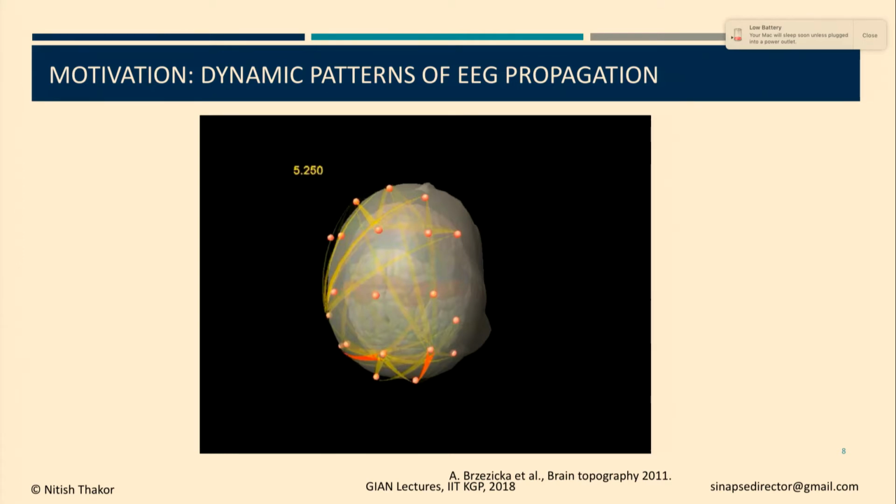The little dots are where the electrodes are. And now these arrows are being pointed, and that arrow is essentially the color and is the strength of either coherence or directed function or whatever that you're using.